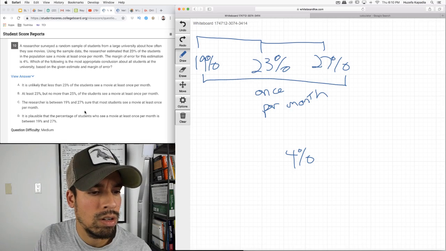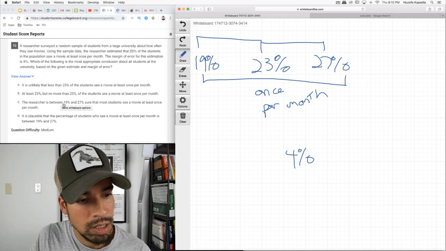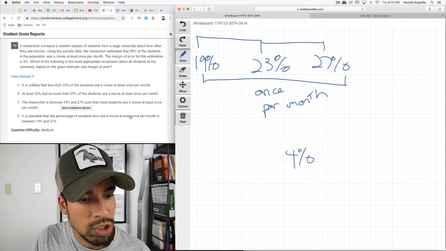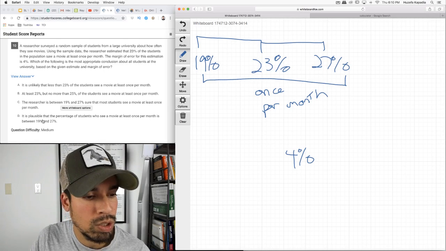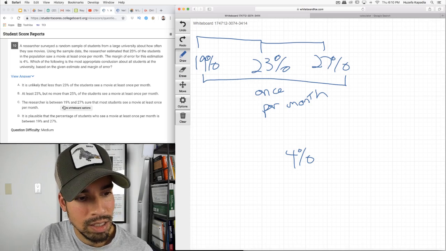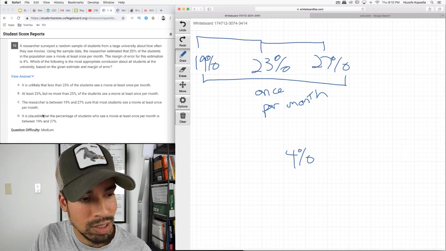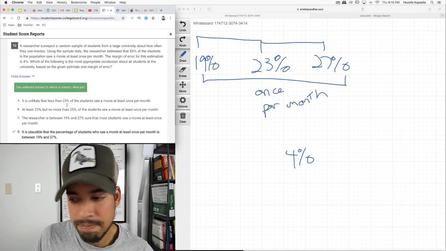Between 19, no, not this. This isn't his percentage of certainty. It's plausible that the percentage of students who see a movie at least once per month is between this value. It's a D. This is conflating the percentage that they're going to see a movie with his certainty. So D is the right answer.